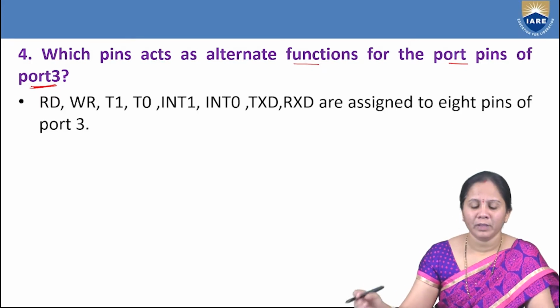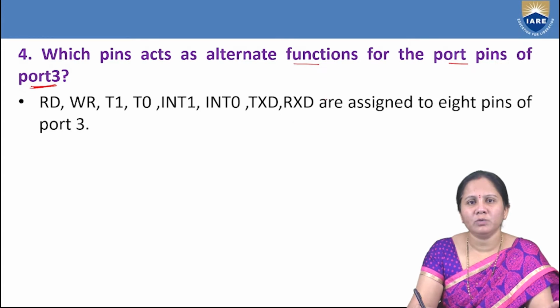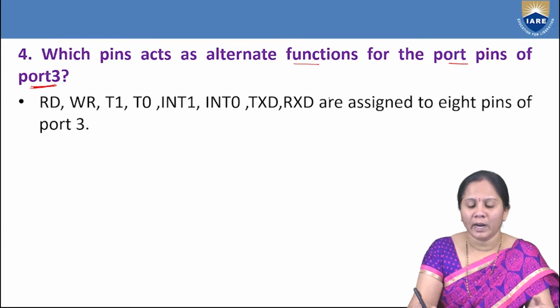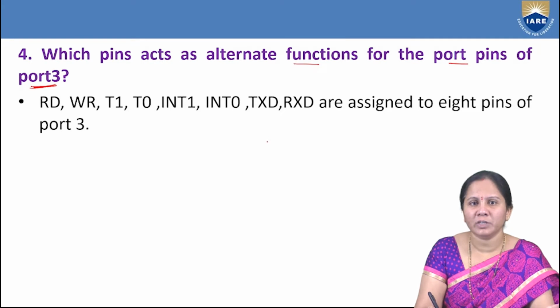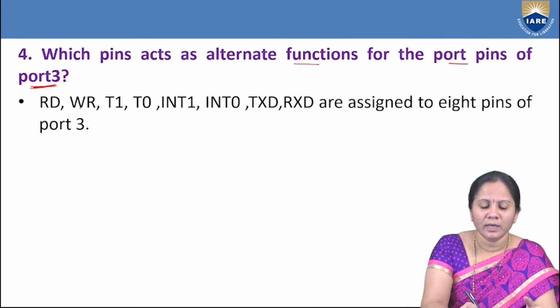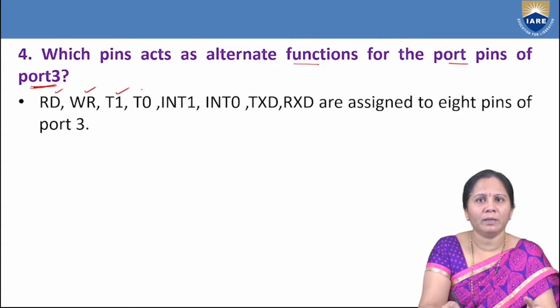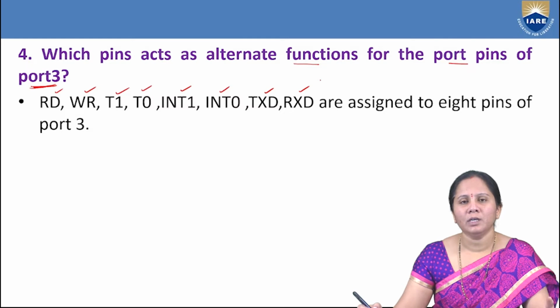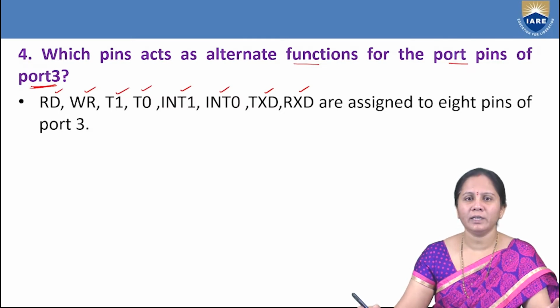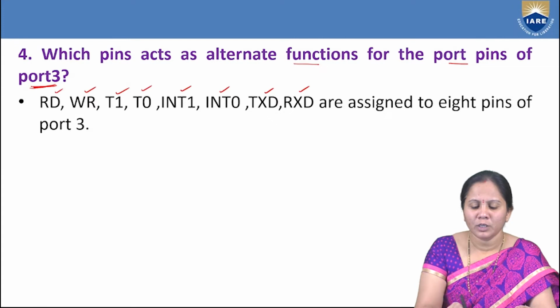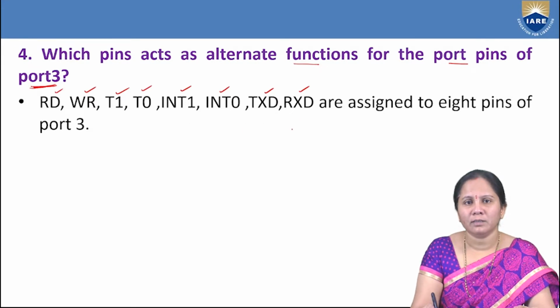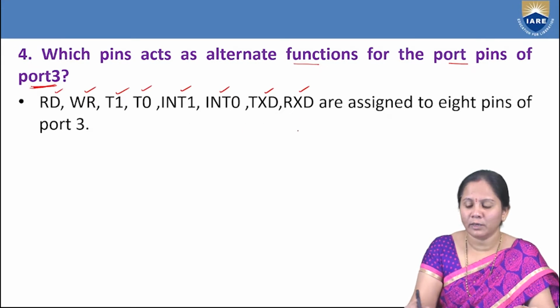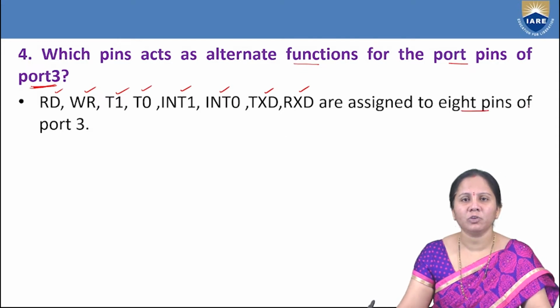So here one function is that it can be used as a simple IO port. Another function, the alternate function of port 3, is that it can be used for read, write. 2 timer pins are there, 2 pins are related to interrupts, and 2 pins are related to serial communication, that is transmitting data and receiving data. So all these are the 8 alternate functions that are assigned to the 8 pins of port 3.